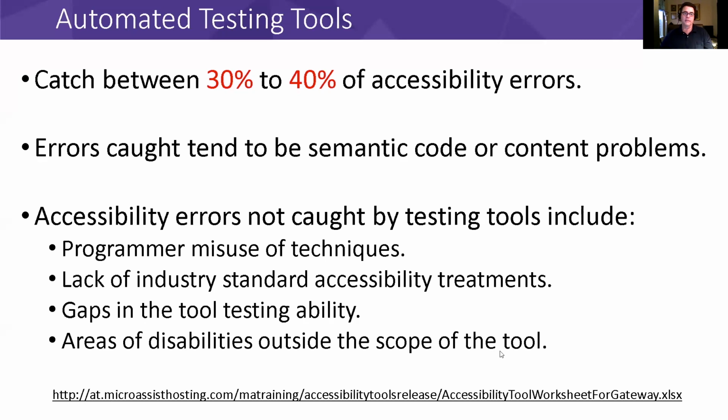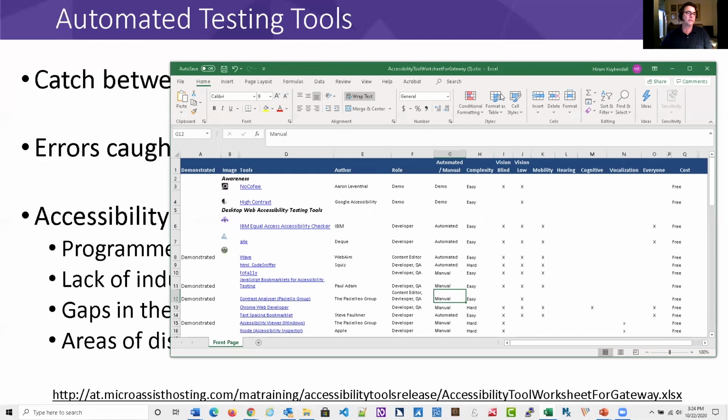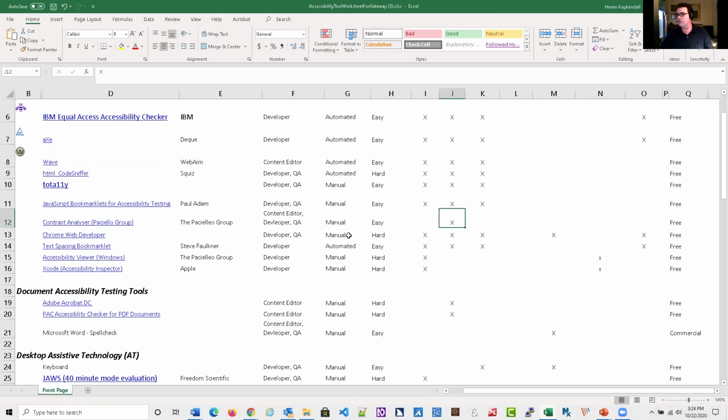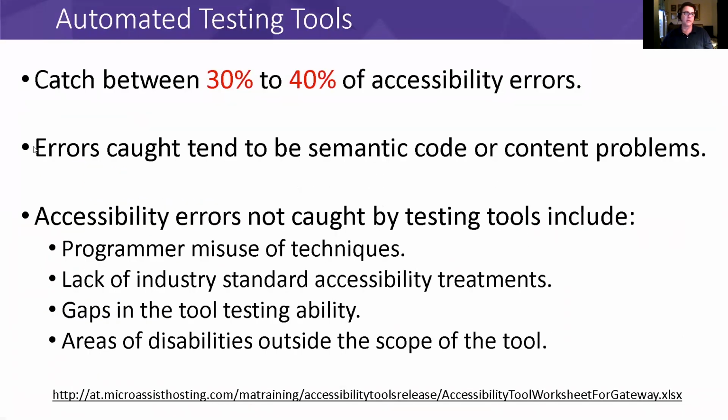Areas of disability outside the scope of the tool. The reason I wanted you to have this chart is, the tools have scope. So if you're talking about a color contrast analyzing tool, it's only going to really do low vision. It's going to tell you about color contrast. It doesn't care about anything else on the screen, right? So these tools have scope. One tool doesn't do it all. You need a combination to do that. Okay, any questions?